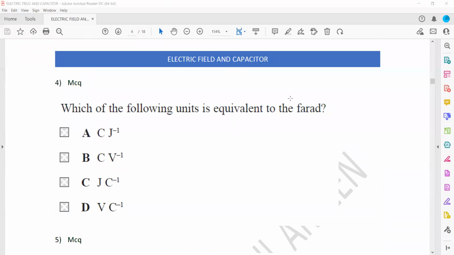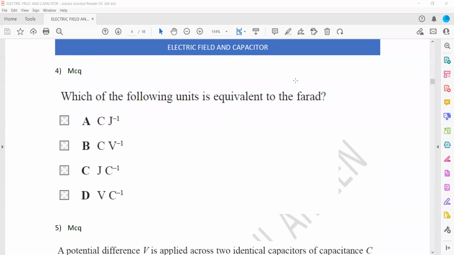Which of the following units is equivalent to Farad? So Farad is a unit of capacitance, and we have the formula Q equals CV. So C equals Q divided by V, where Q is the charge in coulombs and V is the voltage, or CV inverse will be the capacitance. So B will be the right answer.